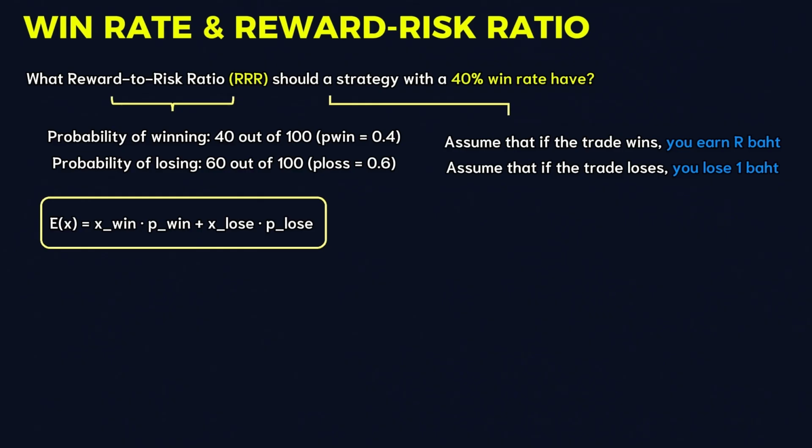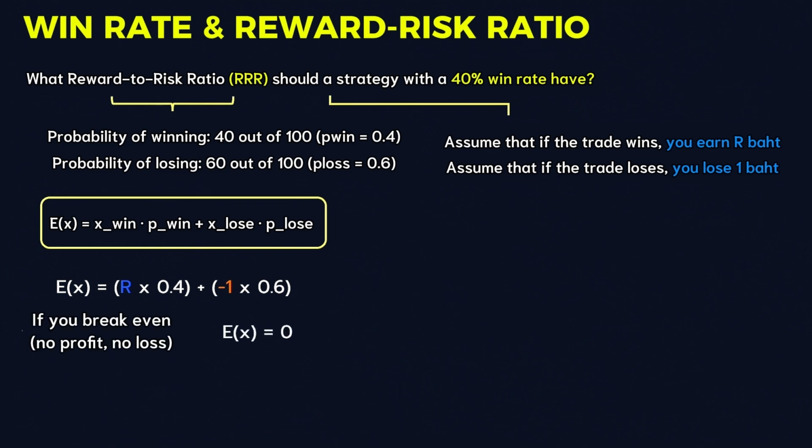Let's assume that every winning trade makes R baht. We don't know the exact amount yet, so we'll call it R. Every losing trade loses 1 baht. This is just an assumption to make the calculation easier. Now substitute everything into the formula. The probability of winning is 0.4. The probability of losing is 0.6. The winning outcome is R. The losing outcome is -1.